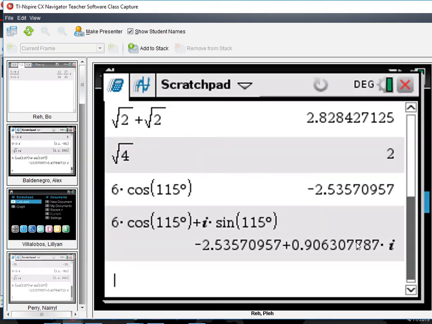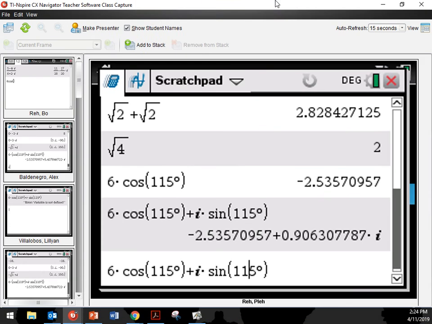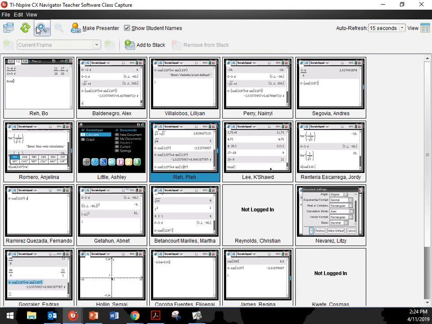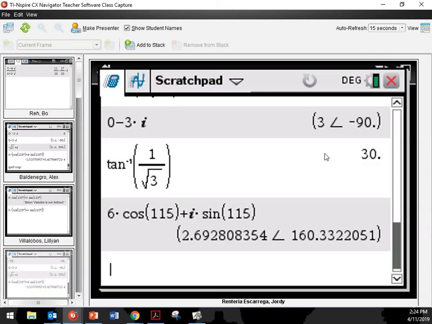Okay, now, what's wrong with this answer right here? Nope. It's not rectangular. You got to have a parentheses here and out here. Right now, you're only multiplying the cosine by the 6. Okay, so now you're still in polar. This angle right here says CIS. So you're still in polar, so change it to rectangular.